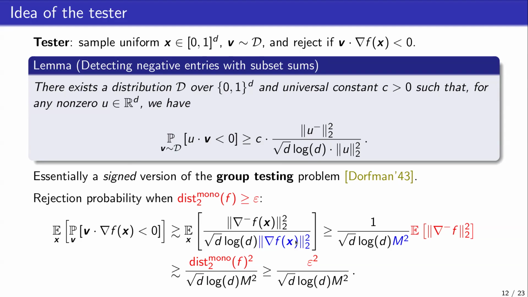Now I'm going to use my Lipschitz assumption. So the denominator here, this squared gradient, is at most m squared. So I'm going to pull out 1 over square root d log d times m squared. And then in the numerator, I just have this total expectation of the directed gradient. Now I'm going to use my Poincaré inequality to say that that is at least my squared distance to monotonicity. And by assumption, that is at least epsilon squared. So my probability of rejection is epsilon squared over m squared times square root d. And that's what gives me the query complexity of roughly square root d. So assuming the lemma, this is why the tester works.